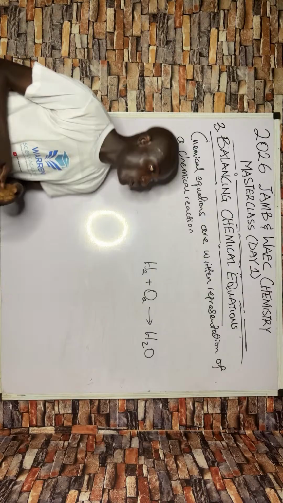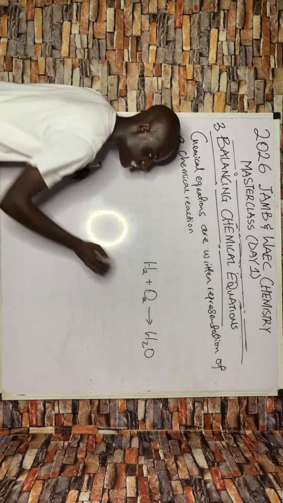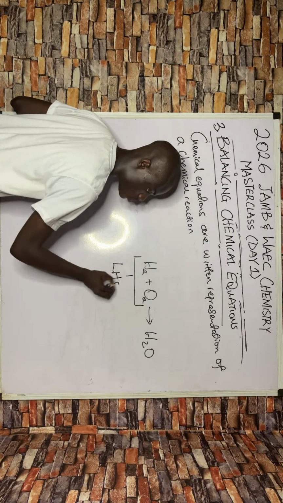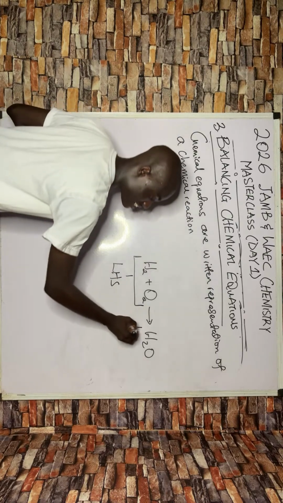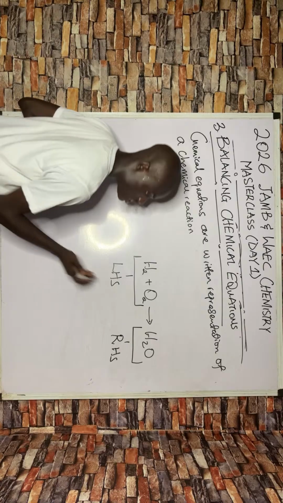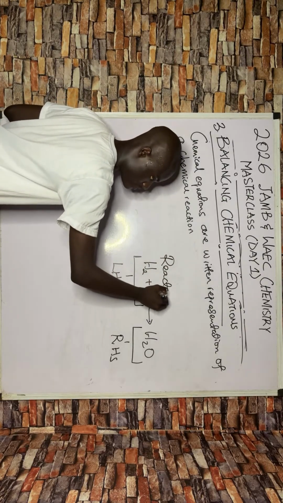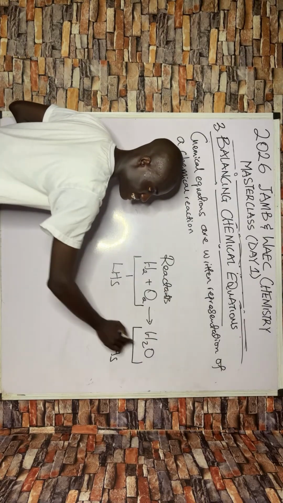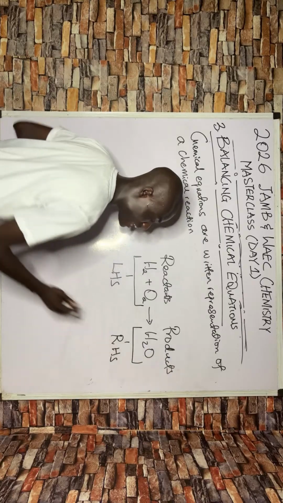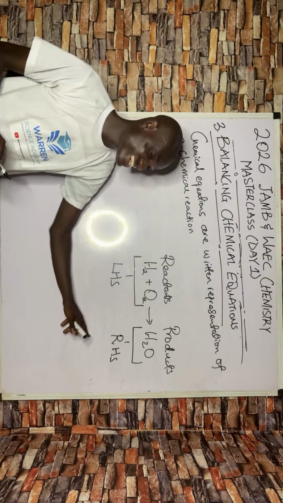Perfect. Now, in every chemical equation, we have something on the left-hand side, which we call LHS, the left-hand side. Then there are some things on the right-hand side, RHS. Now, what are their names? The one on the left-hand side is what we call reactant. And on the right-hand side, we have what we call product. So we have reactants on the left-hand side and products on the right-hand side.